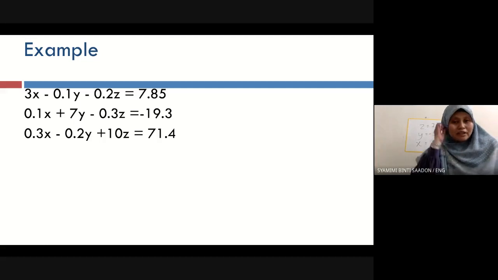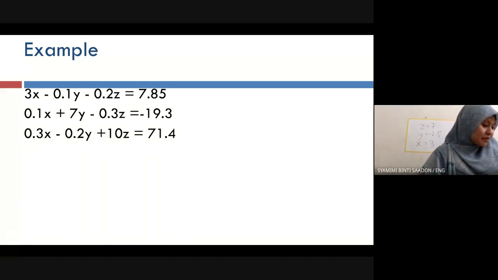Next, this one more example. Before we finish, the same linear algebra question. We try to use the LU decomposition method. But we will do only the decomposition part because we already know the answer, the X, Y, Z, right? We already know the answers. We just want to see how we decompose the matrix A.